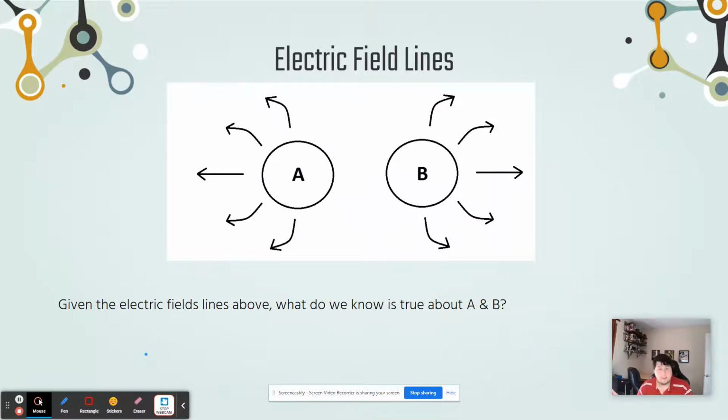So given these field lines above, what do we know is true about A and B? Here's a little example problem for electrical field lines. Well, remember, in physics, we think positive. So we start on positive charges and end on negative, because these electrical field lines start on A and B, we know that both A and B have a positive charge. You also could figure out one other thing, which is that A and B probably have the same charge because they have the same number of field lines leaving both of them.